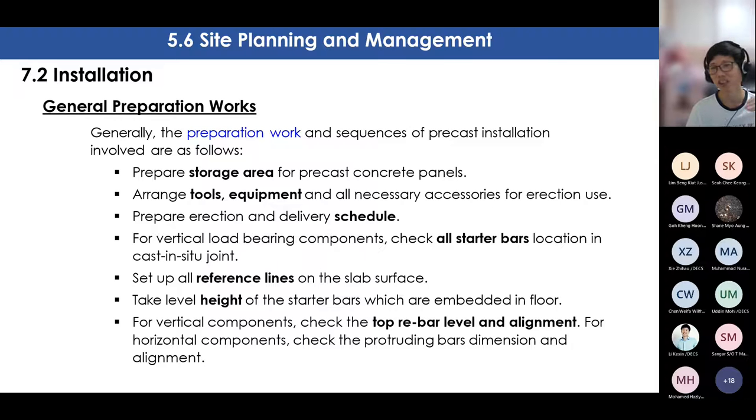So for installation, generally these are the steps you have to go through. Normally you have the storage area prepared in sequence, and then you prepare the tools, like grouting or any mechanical connection, and what kind of equipment you need. All this needs to be ready. Then you have an installation schedule or delivery schedule. Then on site you have to check whether the starter bars are ready and in order. You also have to have the reference line so that you can check whether they are at the right location.